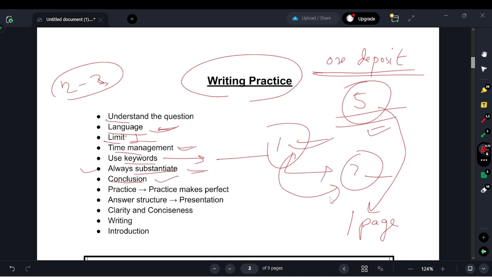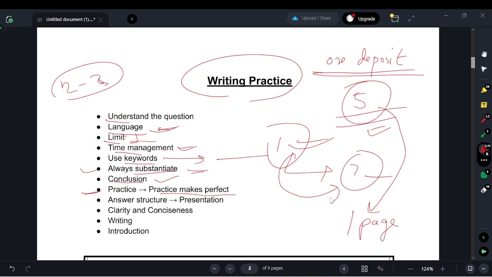Try to conclude your answer, whatever you have written, in the last 2-3 lines of your page. You have to conclude your answer. Now, as I told you all, practice makes perfect. So you have to practice a lot to give the best answer out of whatever you know.